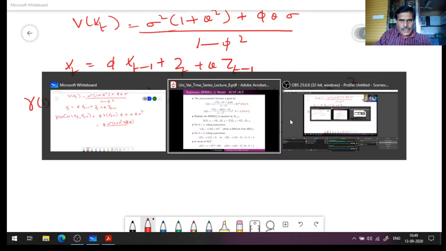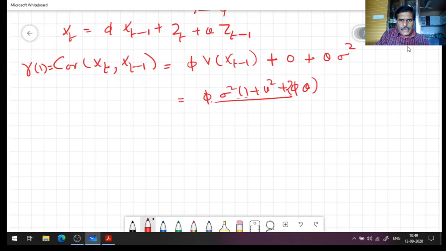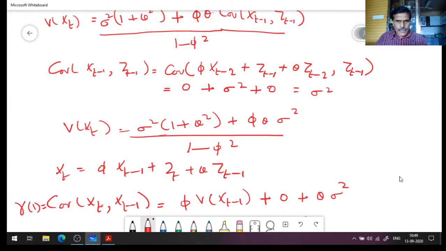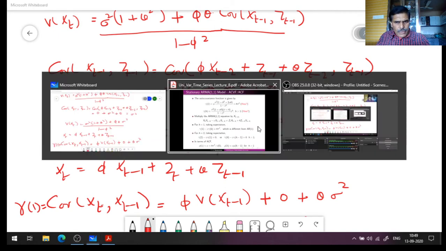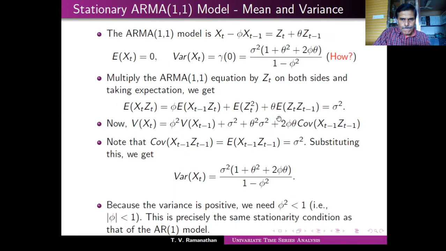Right. I think there was a 2 missing in my case earlier, sorry. Because if you remember the covariance, this is zt minus 1. Basically it's coming phi theta. The 2 is correct. You can check this. Yes, 2 phi theta is there. You can verify this.